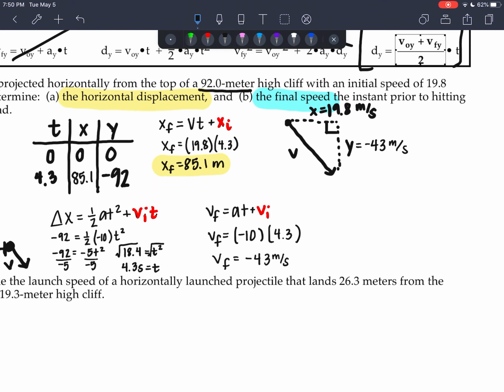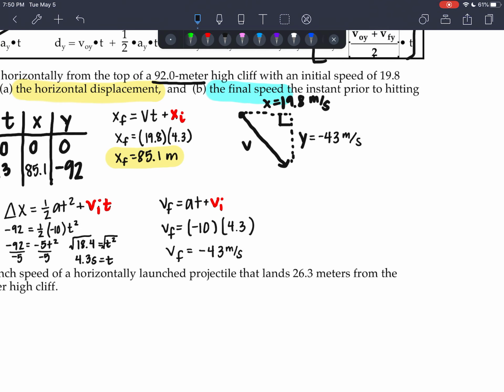So now that I have an x component and a y component, how can I use these to find my velocity? Well, hopefully you're seeing a shape when you look at the velocity, the x component, and the y component. It's making a right triangle, and right triangles follow the Pythagorean theorem, where your hypotenuse squared is equal to the sum of your legs squared, otherwise known as a squared equals b squared plus c squared. So I don't know my velocity, but I do know that my horizontal, or my x component, is 19.8, and I do know that my y component is negative 43.